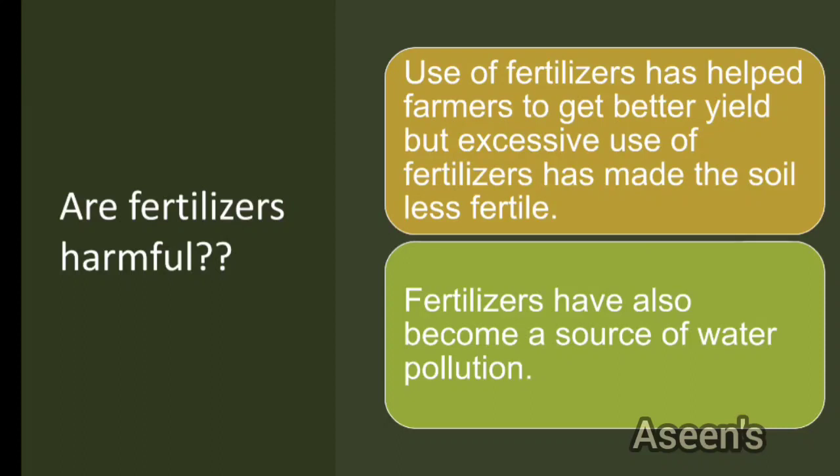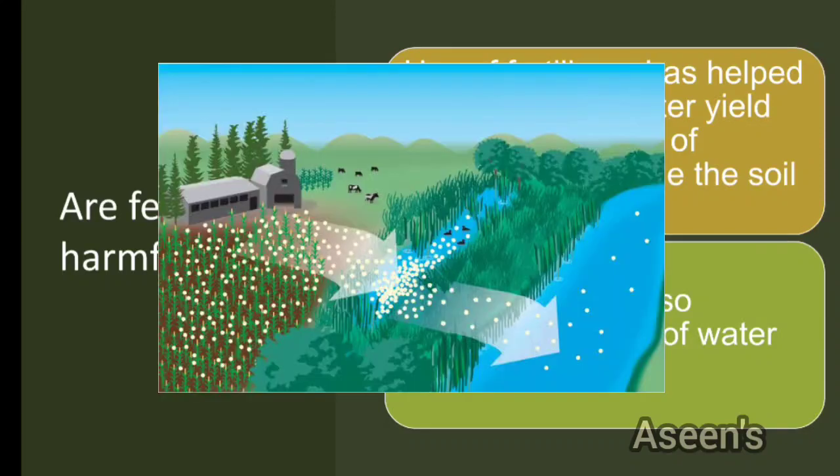Next, fertilizers have also become a source of water pollution. Now the big question: how can fertilizer be a source of water pollution? Since we are adding this fertilizer in agricultural land, how does it go and get added to the water bodies and cause water pollution?